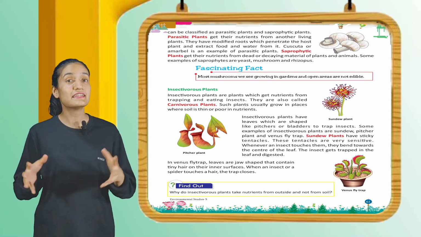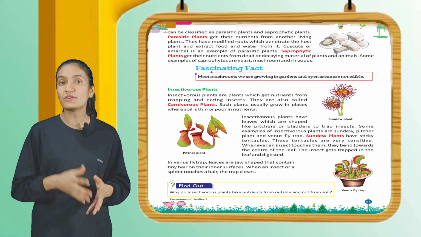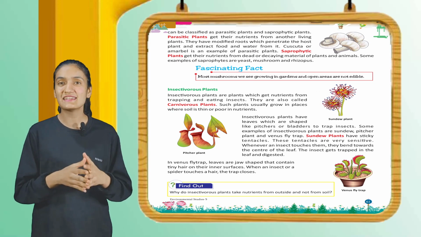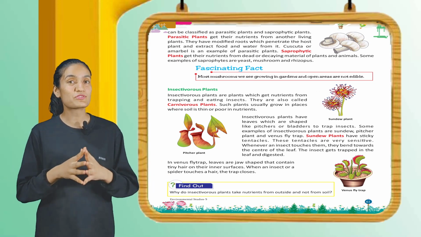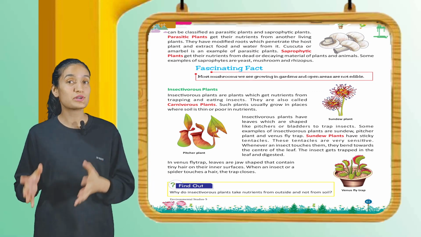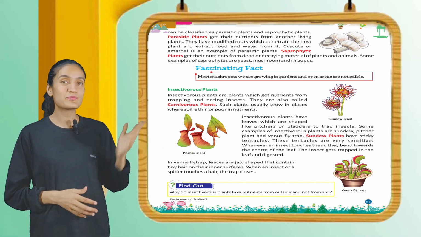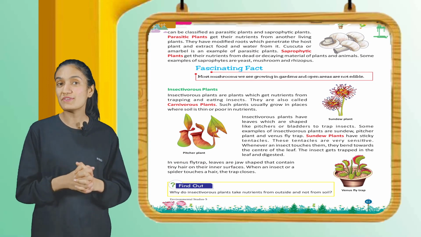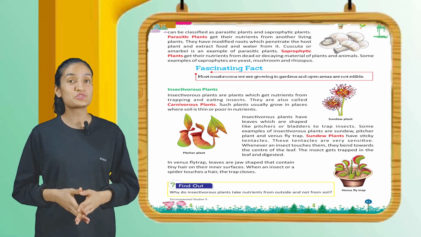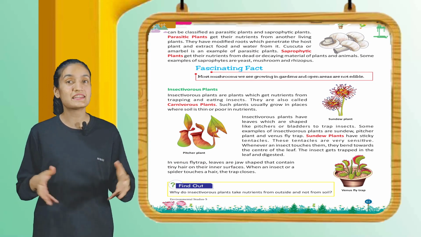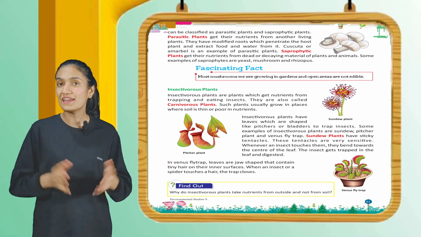Saprophytic plants get their nutrients from dead or decaying material of plants and animals. Some examples of saprophytes are yeast, mushroom and rhizopus. Here you can see the picture of mushrooms. Now we have a fascinating fact. Most mushrooms we see growing in gardens and open areas are not edible.